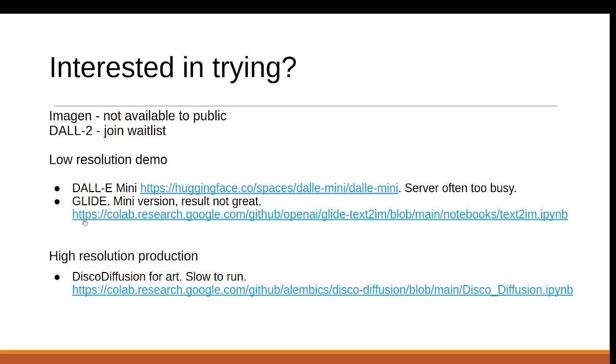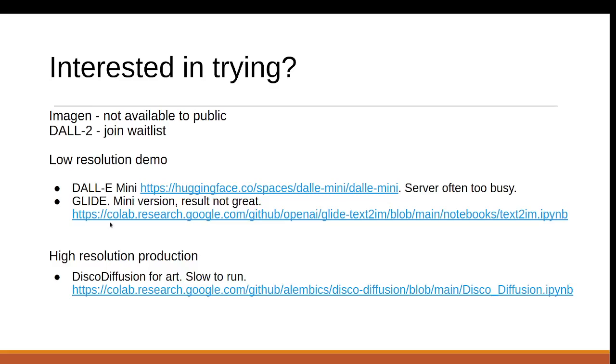Okay, then we talk about this OpenAI GLIDE. They train mini versions. When they do so, they train it using a smaller diffusion model and a smaller data set, so a smaller resolution. The results do not look very good, but it is fast.